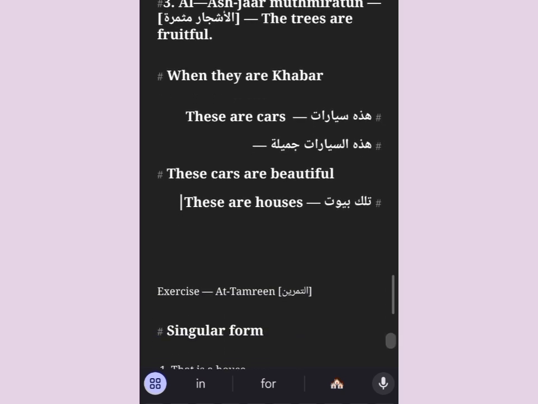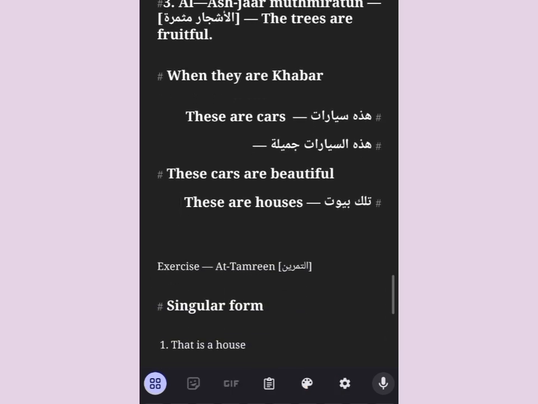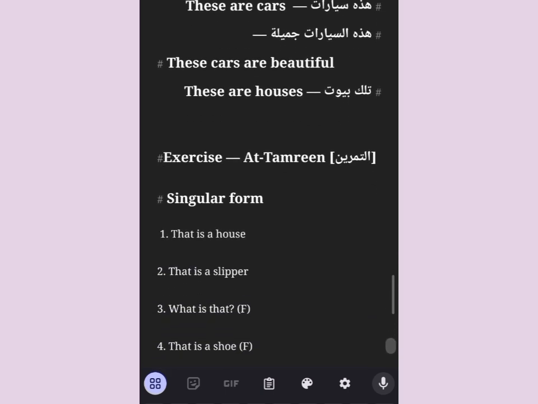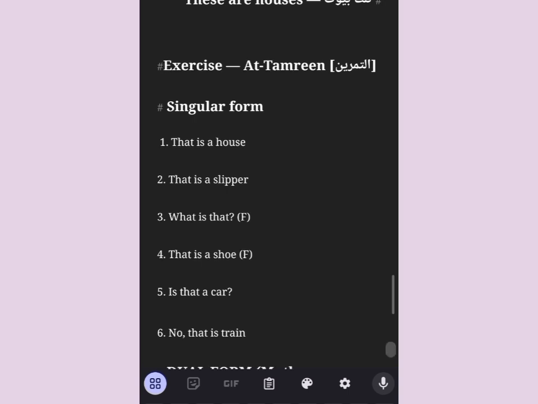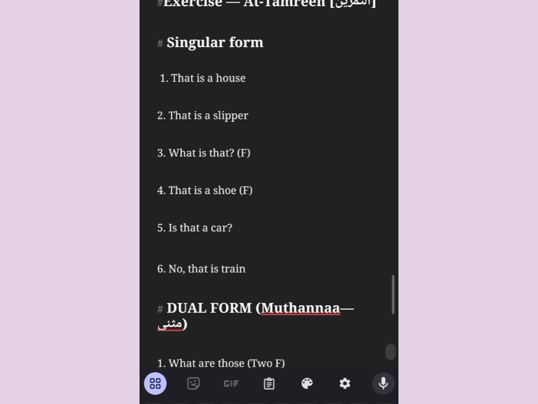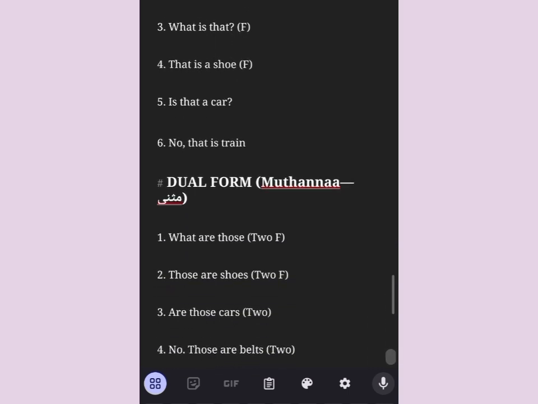All right, now let's look at some exercises for you. You got to do this exercise, singular form. You translate the following. That is a house. That is a slipper. What is this? That is a shoe. Is that a car? No, that is a train. Translate that, please.